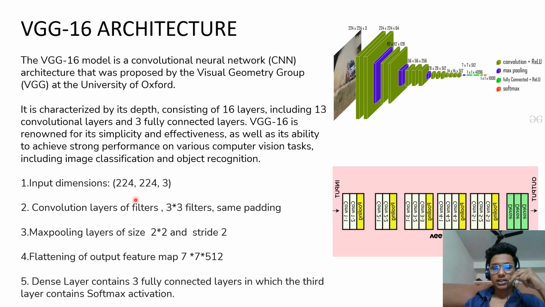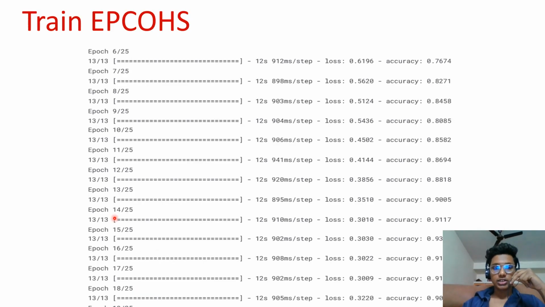The convolution layers should have 3 by 3 filters with same padding. We are also going to have max pooling layers of size 2 by 2 and stride of 2. After all the convolution layers we'll have a flattening layer which will create a 1D flattened array. It should be from the feature map of 7 by 7 by 512. Then we're going to have three fully connected layers, which are the dense layers. In the third fully connected layer we're going to have the softmax activation. So these are the train epochs of the VGG16 architecture.